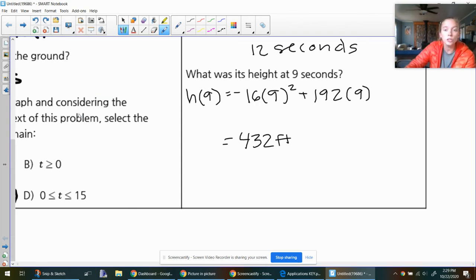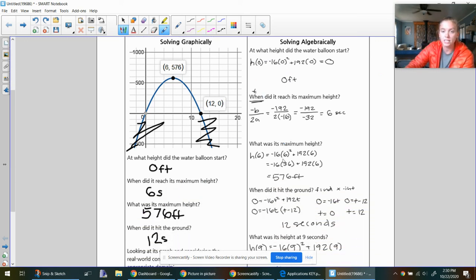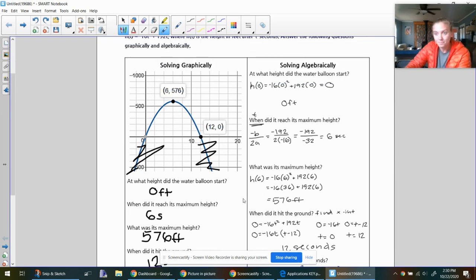So to apply quadratics in a real-world situation, we are going to use these same strategies about quadratics we've already learned. We're going to use things like finding the axis of symmetry, we're going to use things like evaluating functions, and we're going to use factoring to help find our x-intercepts.